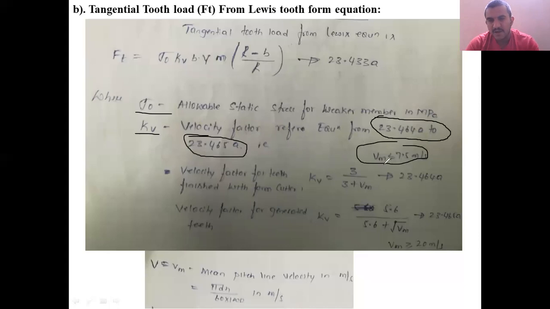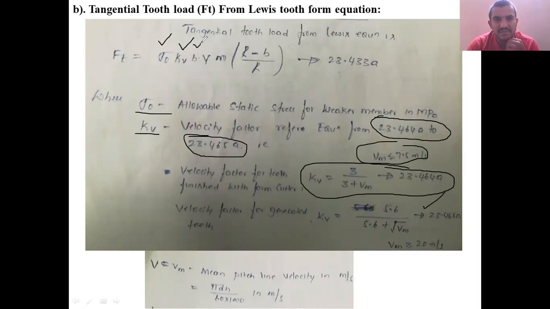If the mean velocity is less than 7.5, we go for 23.464A, that is, velocity factor is equal to 3 by 3 plus Vm. Similarly, if it is more than 20 meters per second, then we use the other equation. This is the velocity factor. Sigma naught is the static stress, and KV is the velocity factor.